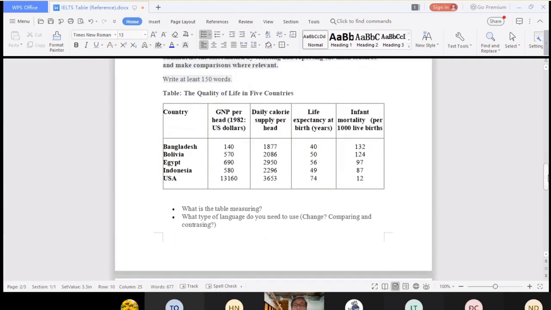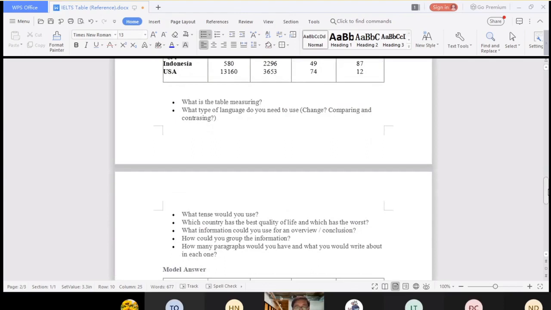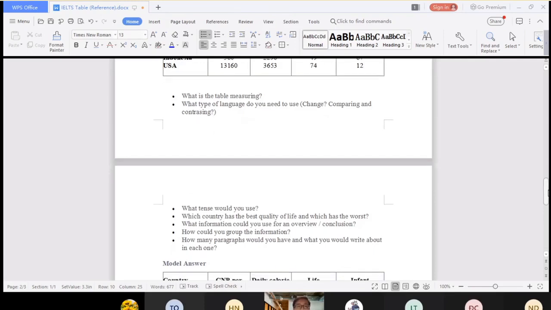So just like when you look at other types of charts, when you look at a table, you ask yourself some questions to analyze the table. What is the table measuring? You look at the title, okay? What type of language do you need to use? Change, comparing, and contrasting, right? What tense would you use? By looking at the time frame, you know what tense you use, right?